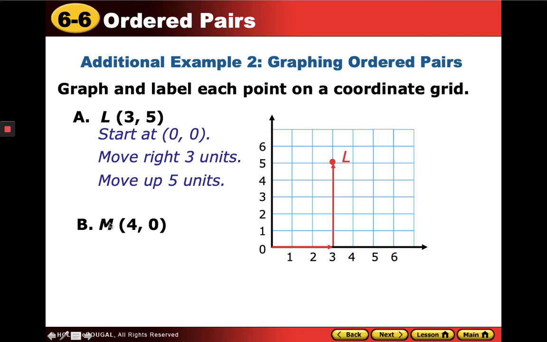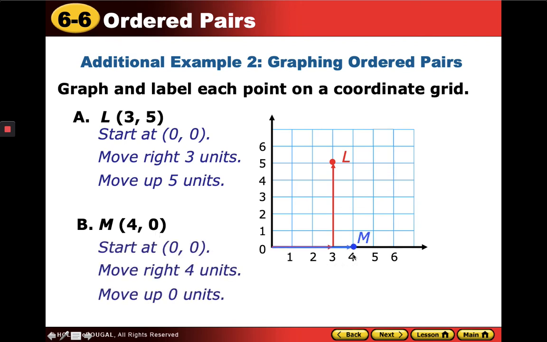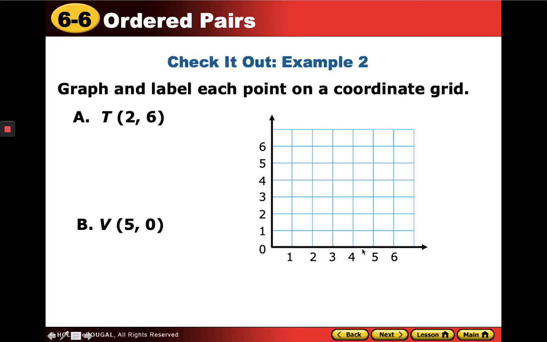Now to label point M, 4, 0, this is a little trickier one. You go over 4, 1, 2, 3, 4, but the second number is 0. So how far up do we go? Well, 0. So you go over 4, and then you go up 0, so your point is going to be right there on that horizontal x-axis.